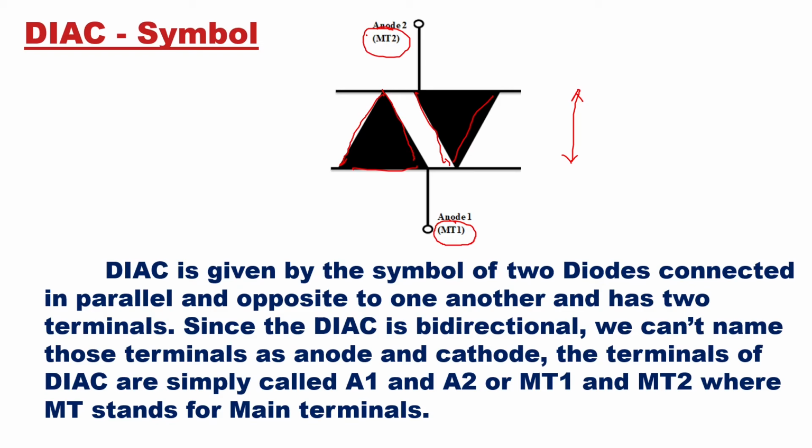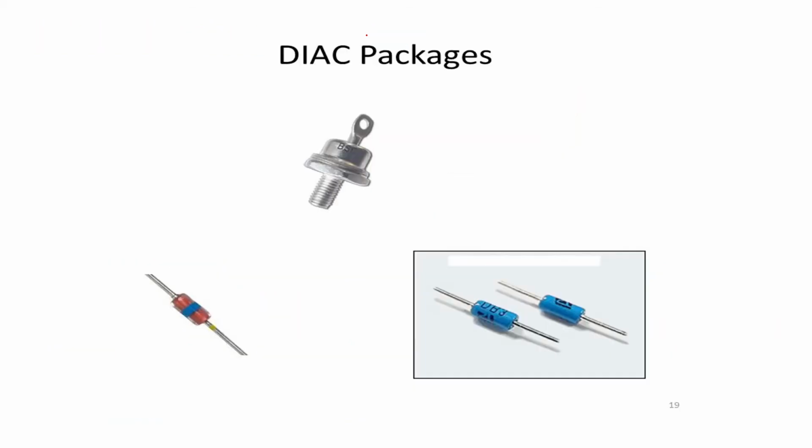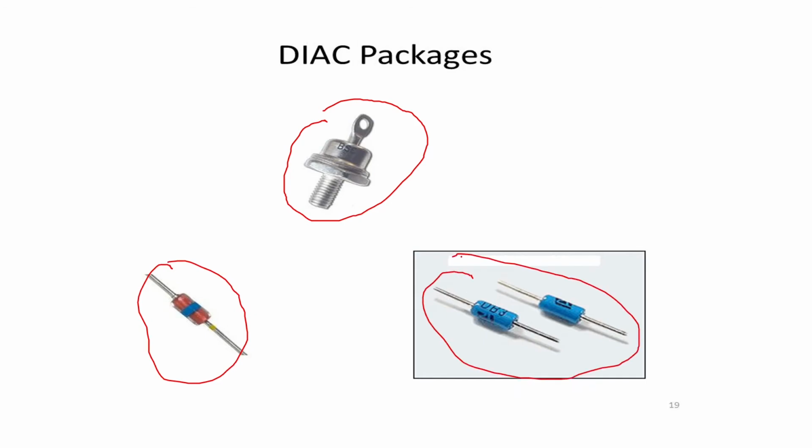Since the DIAC is bidirectional, we can't name those terminals as anode and cathode. The terminals of DIAC are simply called A1, A2, or they are called MT1, MT2, where MT stands for main terminals. Then if you see packages in which DIACs are possible, you can get a DIAC in this type of package, or in these types of packages, where one terminal can act as an anode and one as a cathode, meaning one will be positive, one will be negative.